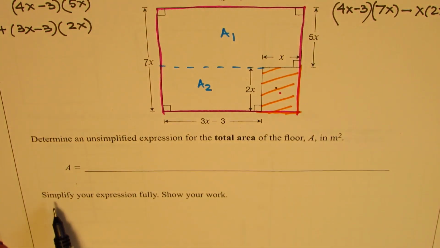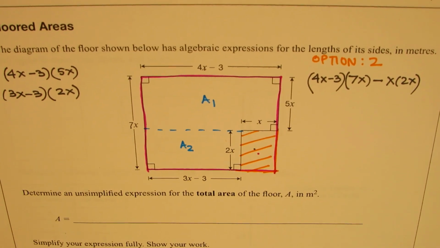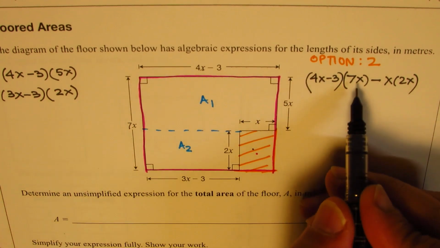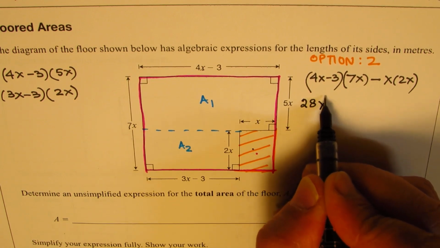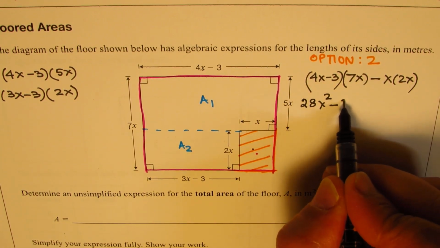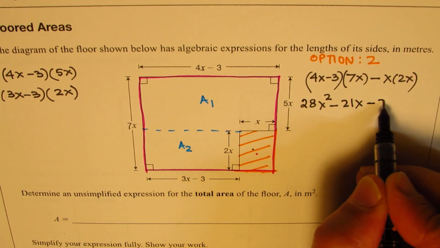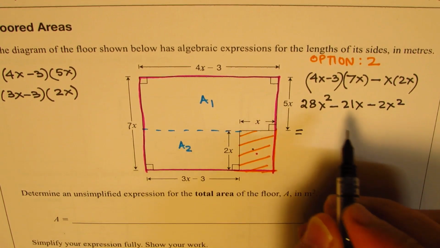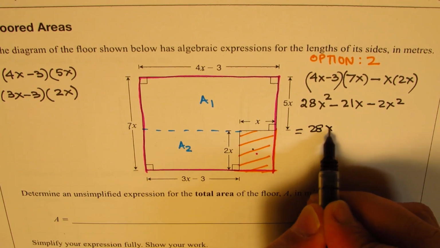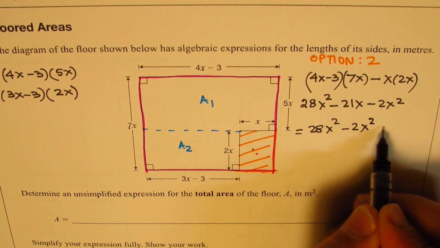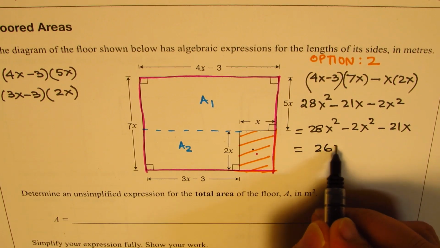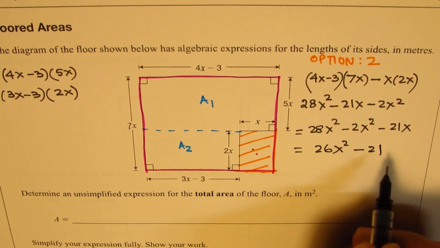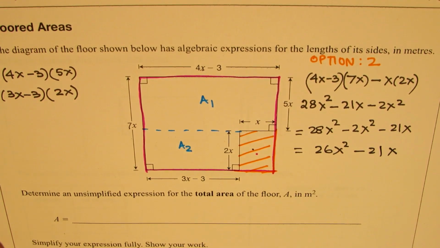Now the second part is simplify your expression fully, show your work. Now let's simplify them. Let me simplify this one. We're going to multiply both these terms by 7x. 7 times 4 is 28, so we get 28x squared minus 7 times 3 is 21x. And here we get minus 2x squared. So we have 28x squared, from which we take away 2x squared, and then 21x. So 28 minus 2 is 26x squared minus 21x. So that becomes a simplified expression.